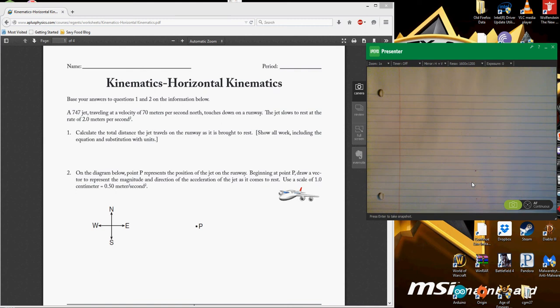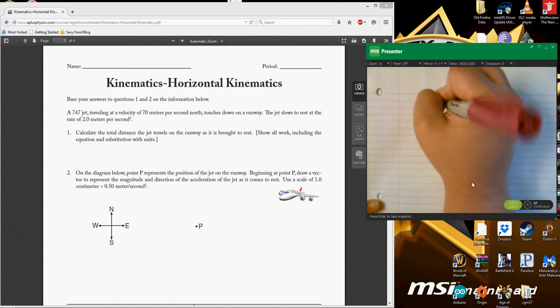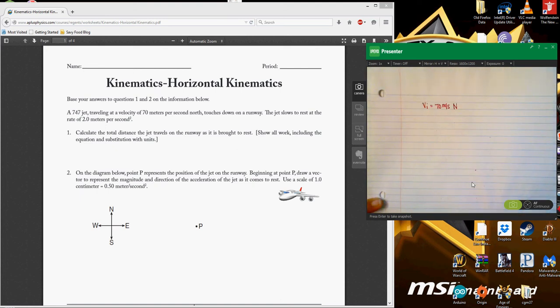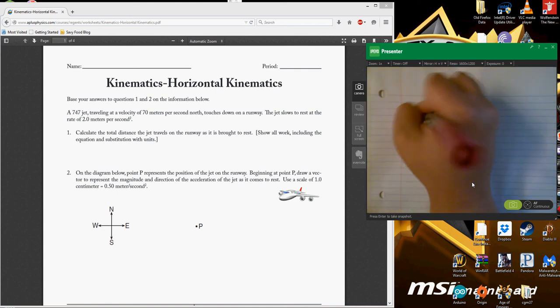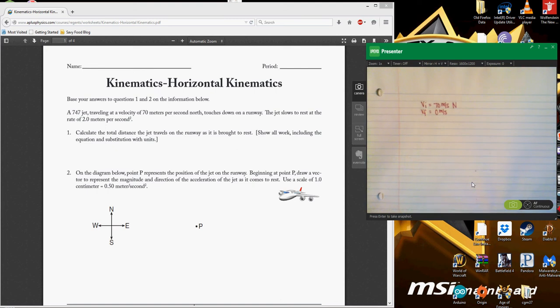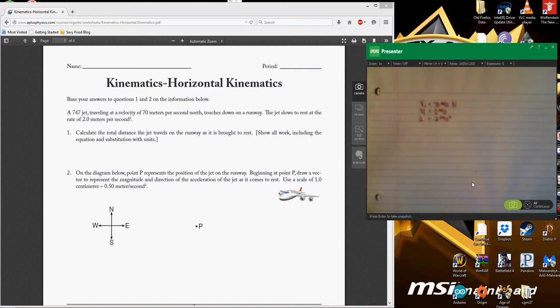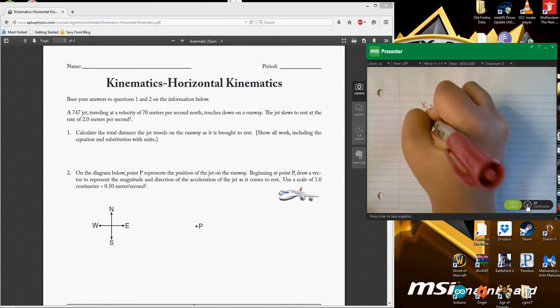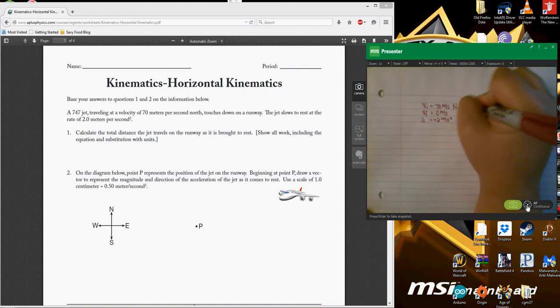So it says a 747 jet traveling at a velocity of 70 meters per second north. So we know we have an initial velocity of 70 meters per second in the north direction. Touches down on a runway. The jet slows to rest, so automatically I know that I have a final velocity of 0 meters per second, at a rate of 2 meters per second squared. So we have an acceleration of 2 meters per second squared. Now, if the object is slowing down, that means this object is not positive in acceleration, but negative. So again, you have to read the question and make sure that you understand what it's asking.